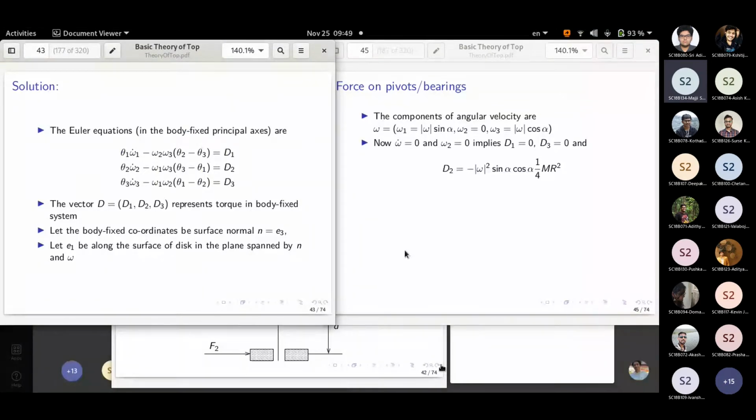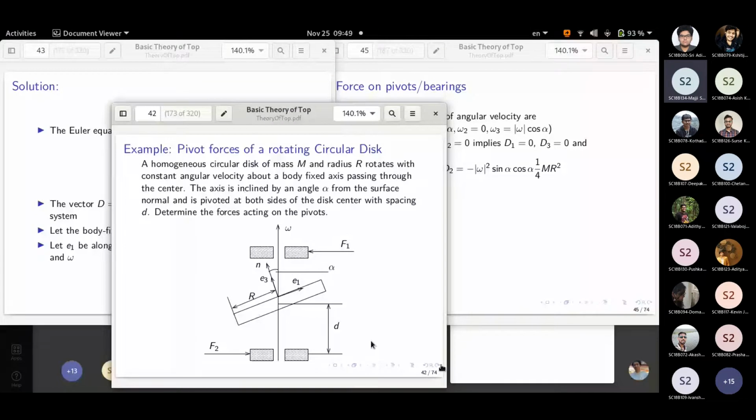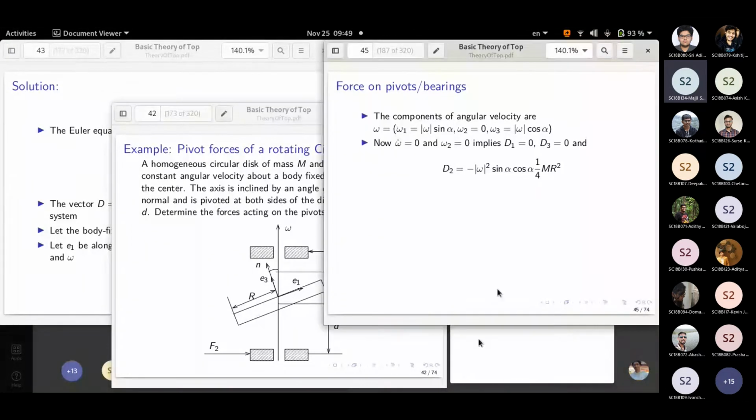D2 is the component of torque along which direction? E1 and E3 torques are 0. There are no torques along E1 and E3. There is a torque along the E2 direction, and that is D2 given by this expression. So are you able to imagine? E2 is orthogonal to it, and then there is always a torque on that. That means it is always pushing the bearing.